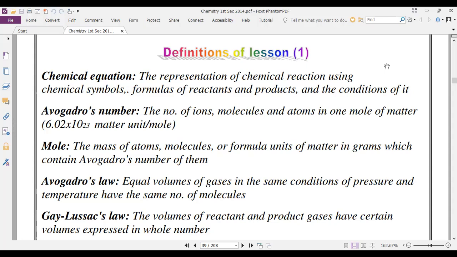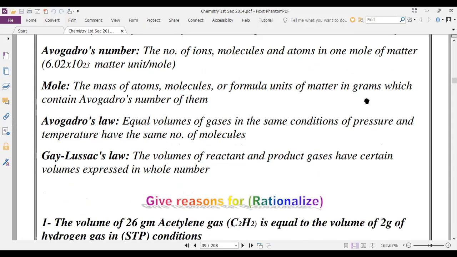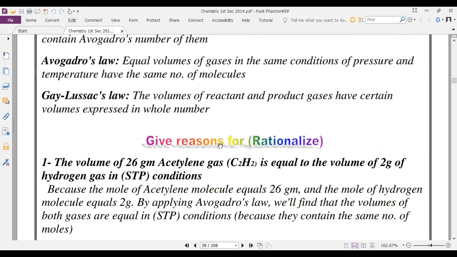Gay-Lussac's law: the volumes of the reactants and the product gases have certain volumes expressed in whole numbers. Okay, Mariam, complete. I said all the definitions. Now give reason.